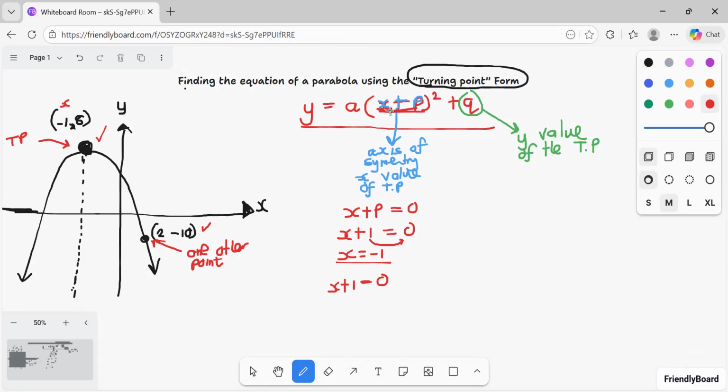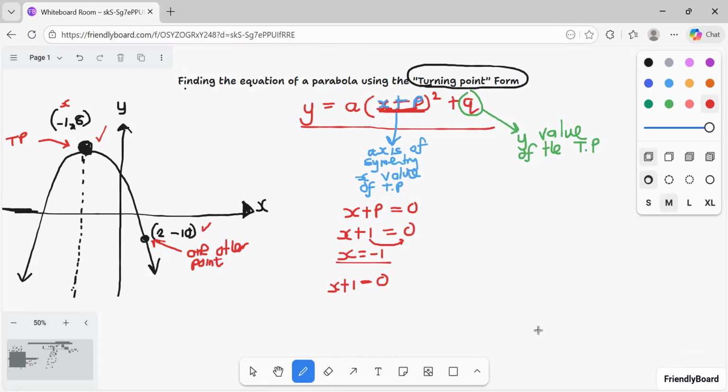X plus 1 is in this bracket here, where I'm putting this. Yeah, that's where it is. The x plus p there in blue. So that means the expression x plus 1 is in the brackets of the equation for the parabola.